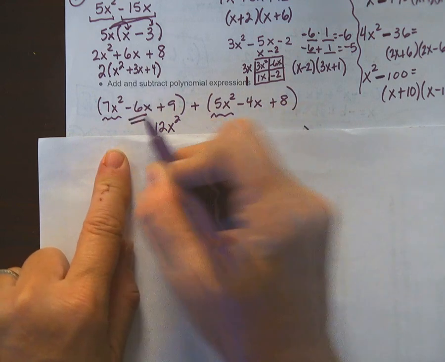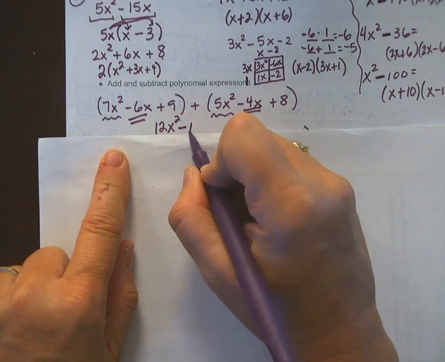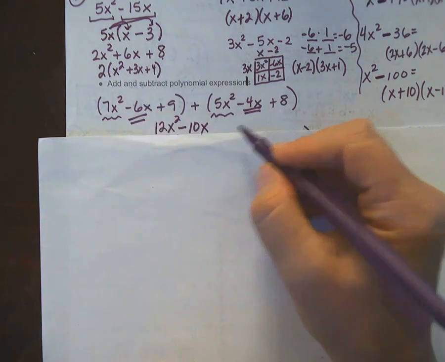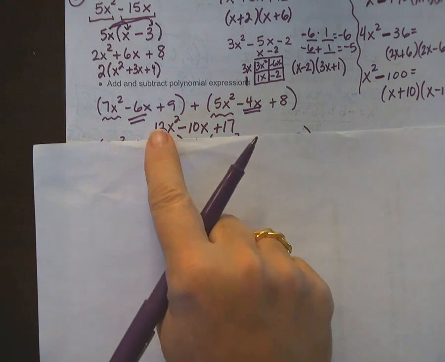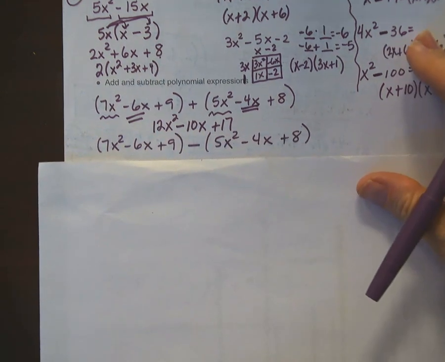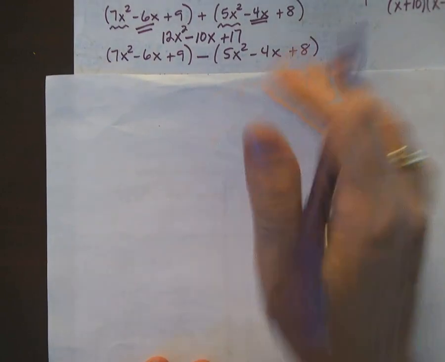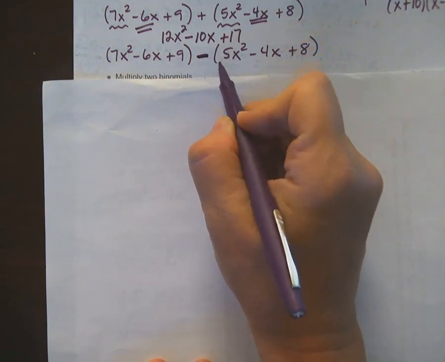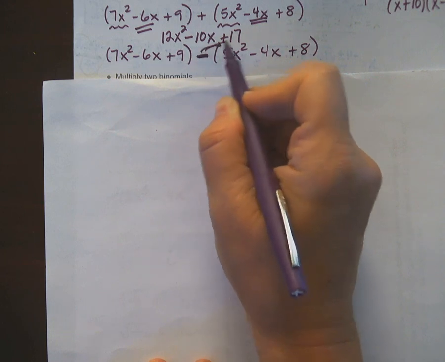Then I notice negative 6x, negative 4x. When you add those together, you get minus 10x. And then 9 plus 8 is 17. You know you're done when there's no more like terms to add together. So we're going to do the same problem here, but now I put a subtraction sign in between. So the subtraction sign is outside of this parenthesis, which means this subtraction has to apply to everything inside.